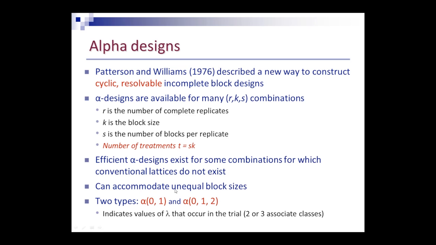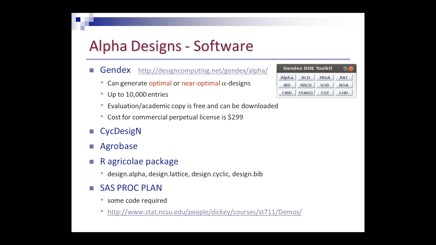There are 2 types that you'll hear about. There's the alpha 01 and the alpha 012. This refers back to the concept of lambda that I talked about, where lambda indicates the number of times that particular pairs of entries occur together. So with the alpha 0,1, which is the most common, that means that a particular pair of entries will either not occur together at all in the same subblock, or they will occur together once. The 0, 1, 2 means you'd have what they call 3 associate classes. So some would never occur together, some would occur once, and then you'd have some that would occur in 2 different subblocks throughout your entire experiment.